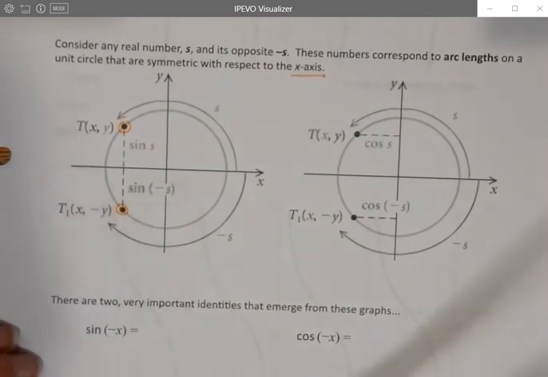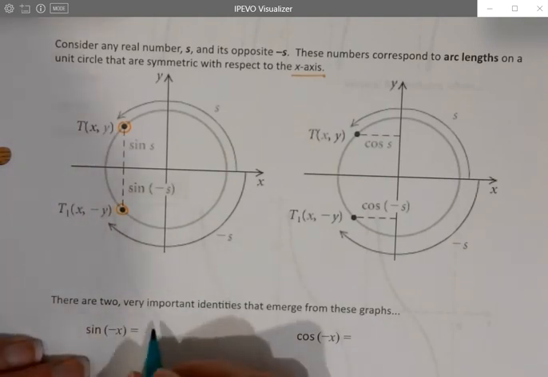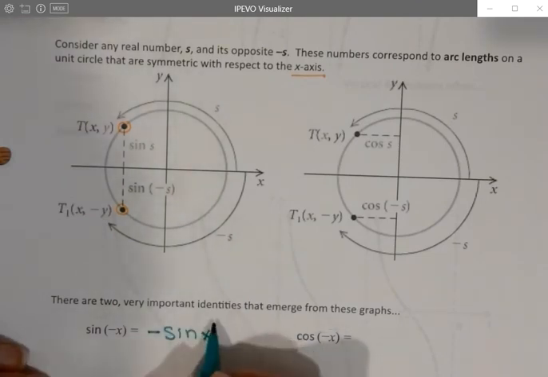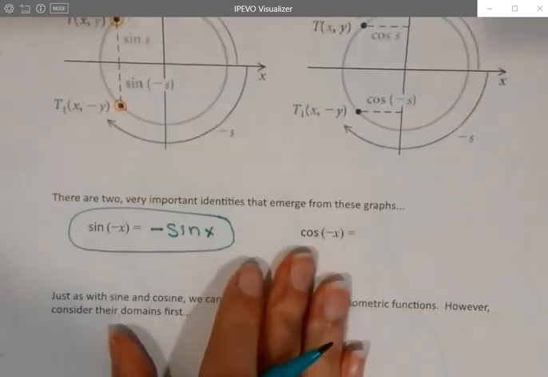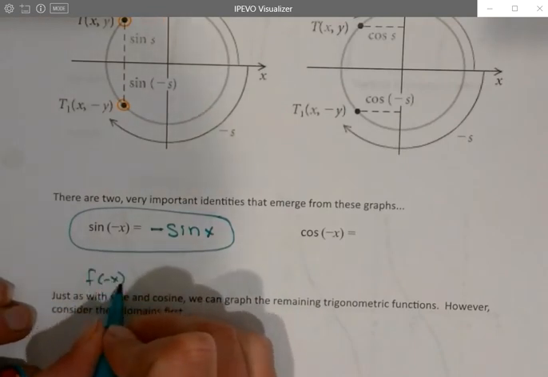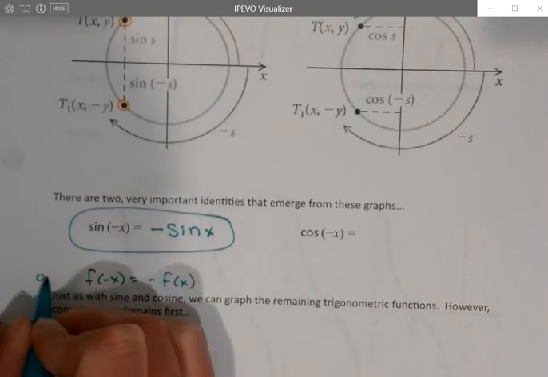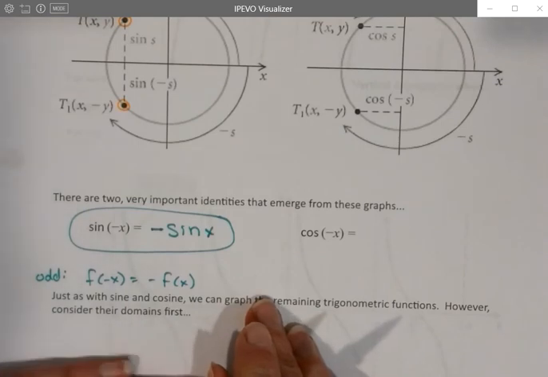So this leads us to two very important identities. First is that sine of negative x is equal to the negative of sine x. That's also a property of odd functions, by the way. Remember, in an odd function, it's always true that f of negative x is equal to negative f of x. That's a property of odd functions that's true for sine of x here as well.